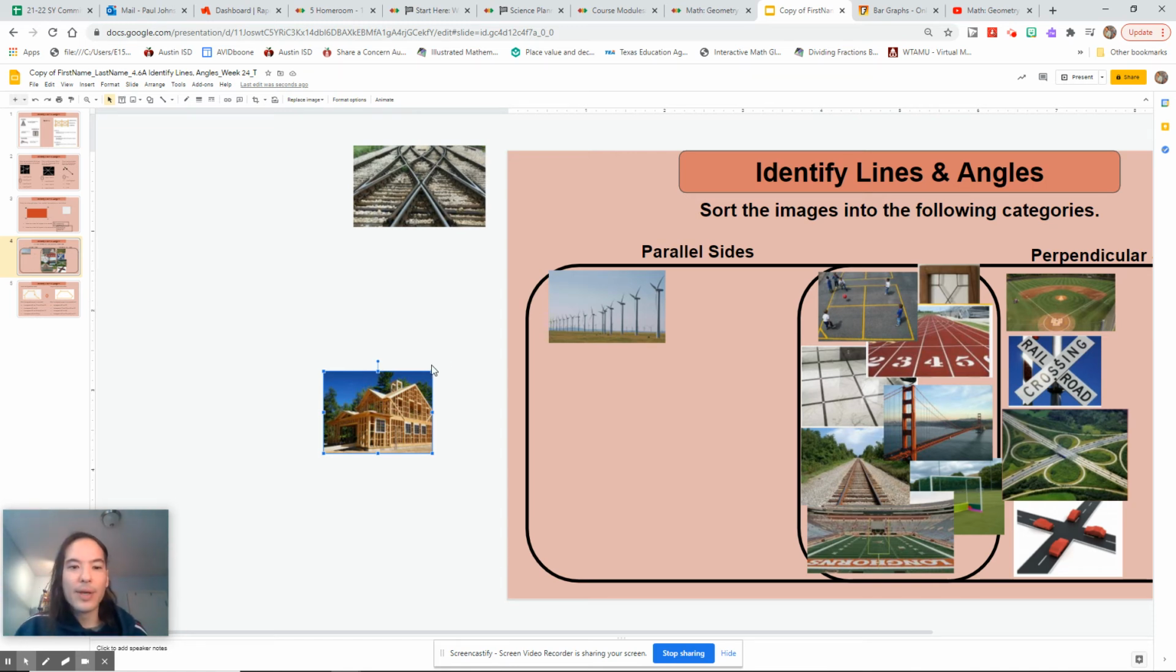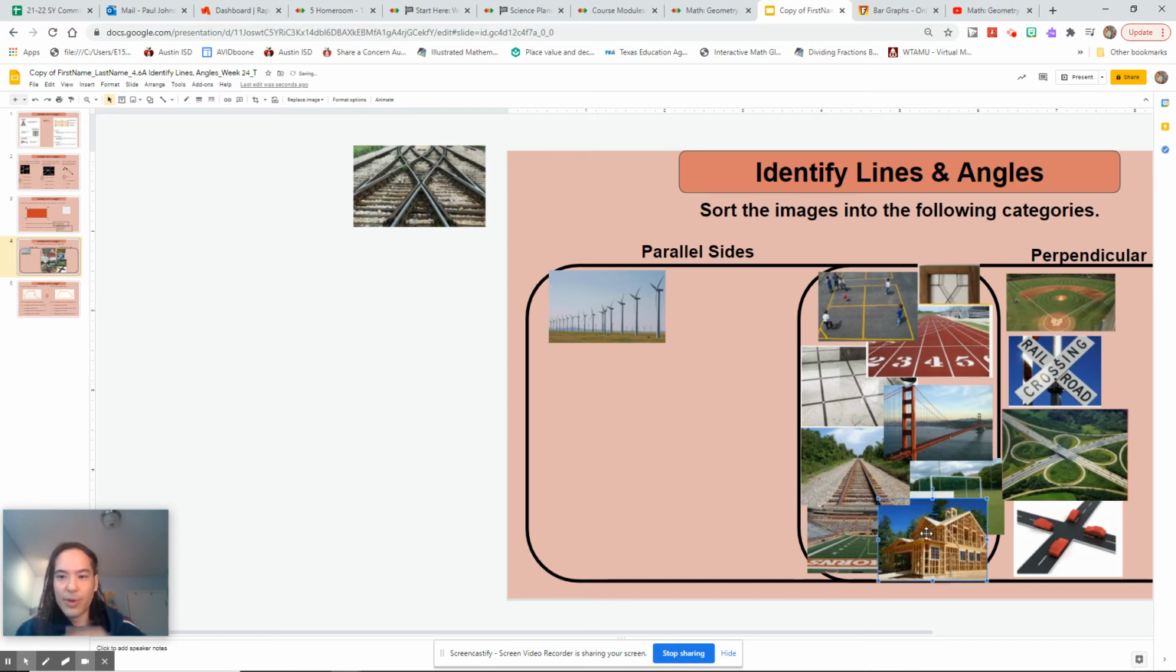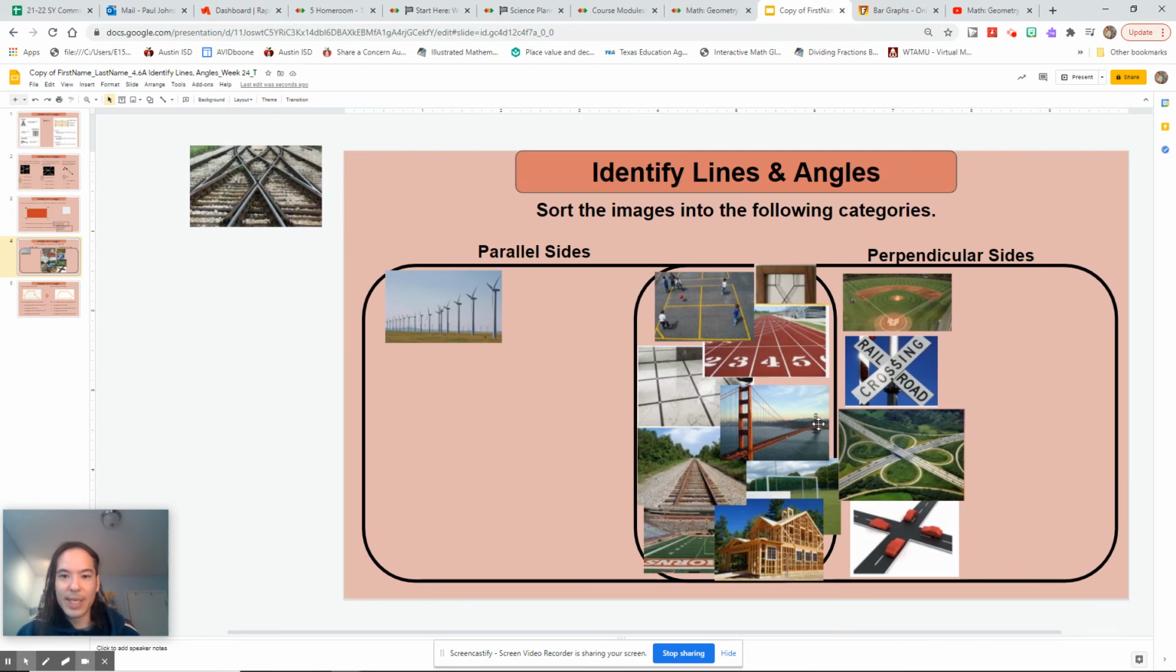All right. So a lot of the times you're going to find out that there are also parallel and perpendicular lines and angles in the same place. The only one that was really easy to be like, that's all 100% parallel was the windmills, because you have them going side by side by side. They might have wanted to tell you that the train tracks are parallel, or they could be both.